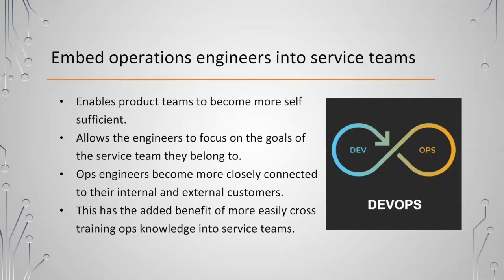Embed operations engineers into service teams. This enables product teams to become more self-sufficient because they'll have operations engineers on the team. It also allows the engineers to focus on the goals of the service team that they belong to. Ops engineers become more closely connected to their internal and external customers, and this has the added benefit of more easily cross-training ops knowledge into service teams.